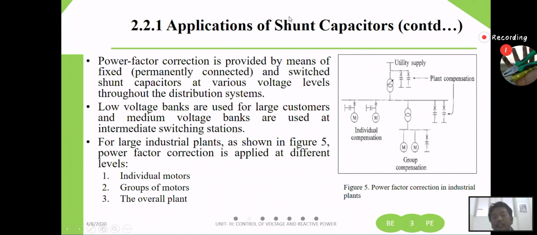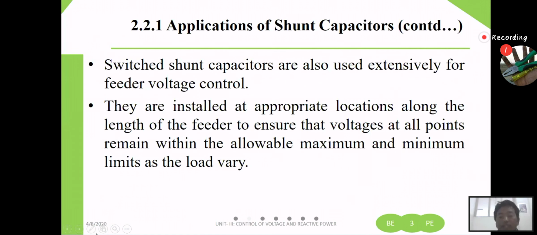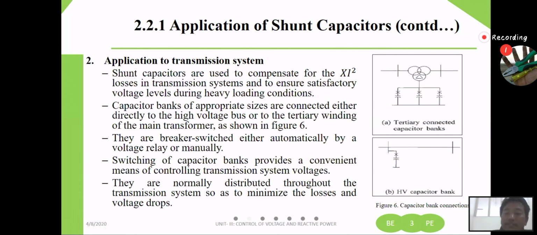Similarly, you can draw this, and then draw a lot of feeders here, and connect to the appropriate feeders. So you can do individual feeder compensation, or you can group the feeders and do compensation. You can also do a whole feeder, but most of the time in our industry we see it only for power factor improvement, not for voltage control. But we can also do voltage control and maintain the voltage within the allowable maximum and minimum limit as the load varies. So this is the application of shunt capacitor in distribution system.